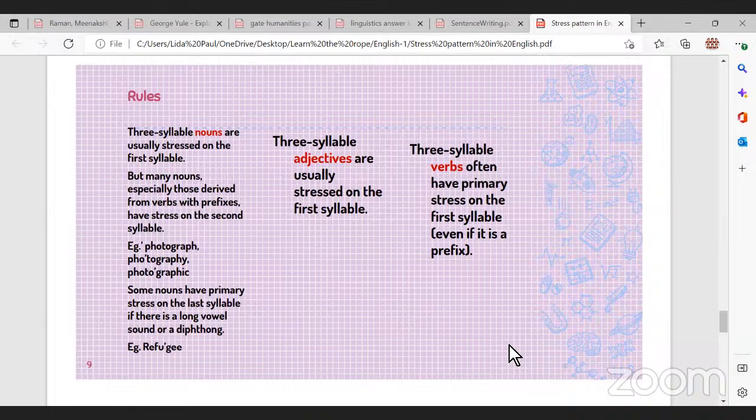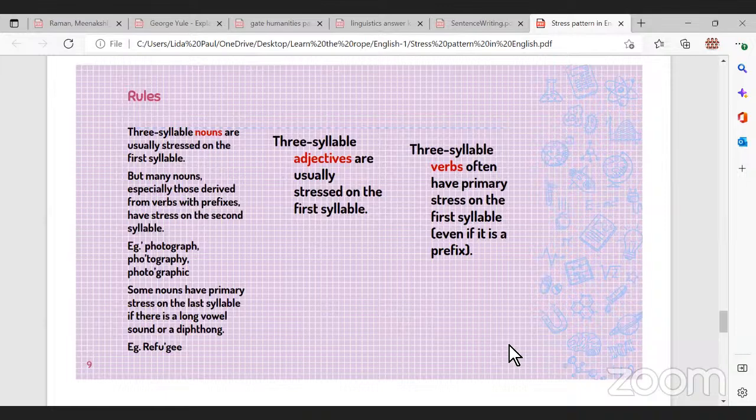Actually, the rules that apply to trisyllabic words are mostly carried over to polysyllabic words also, because you don't have a separate category of stress patterns for polysyllabic words. So anything above 2 is going to follow the same rules. From 3 onwards, everything is the same. Okay, thanks.